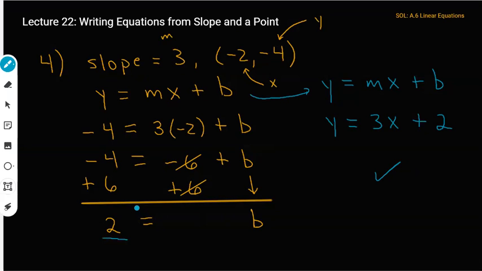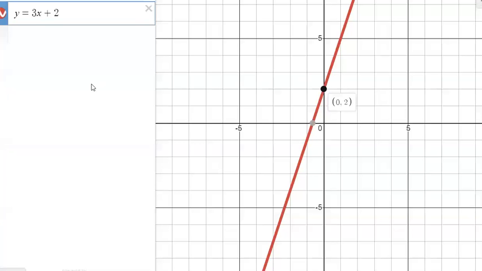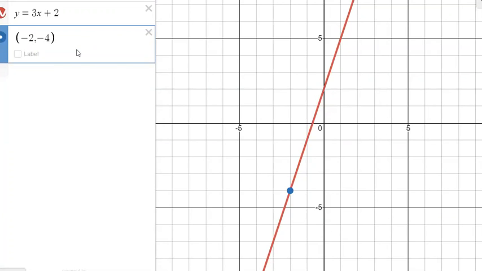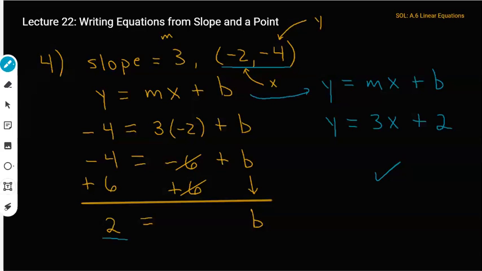The next thing that I want to check for is to make sure that this ordered pair right here, (-2, -4), shows up on the graph. So going back to Desmos, I'm going to type in (-2, -4) as an ordered pair. And then that blue point is going to show up right here on the line, like it should. So that's how you can check to make sure you got it.